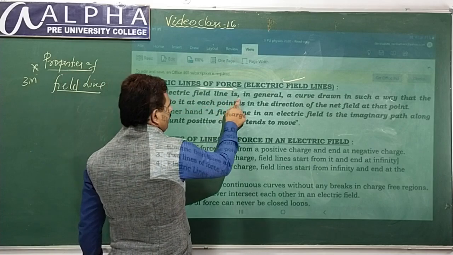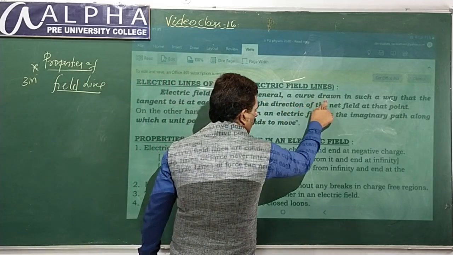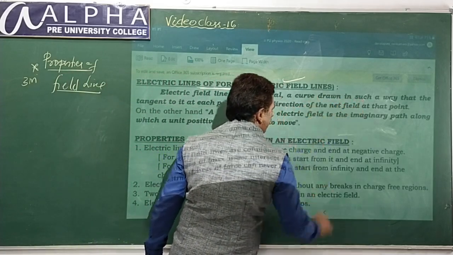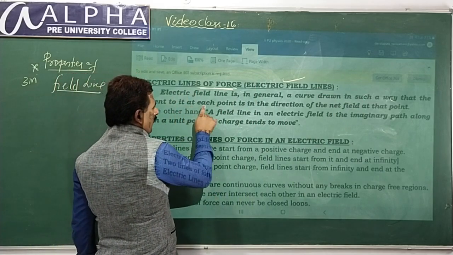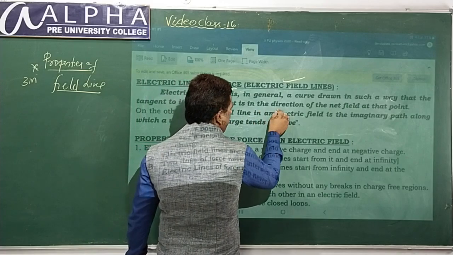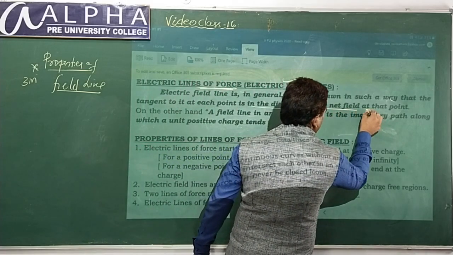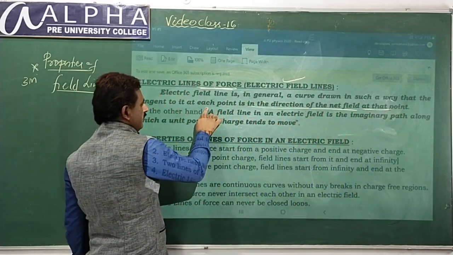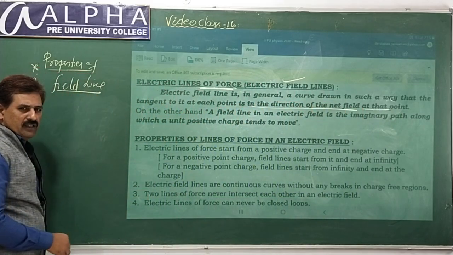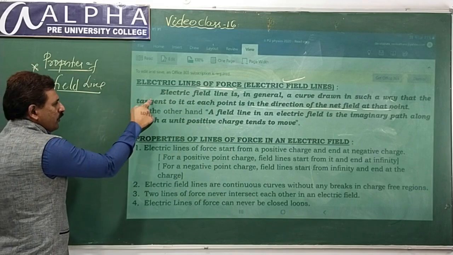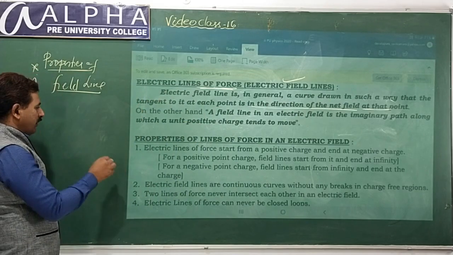A field line is a line, in general a curve, drawn in such a way that the tangent to it at each point is in the direction of the net field at that point. What is the meaning of this? It is a little bit confusing. This is the wording you have in your NCERT book.